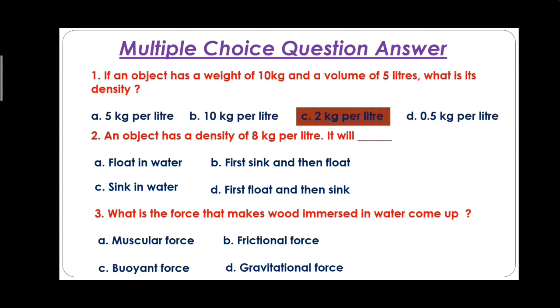Next question. An object has a density of 8 kg per liter. It will dash. A, float in water, B, first sink and then float, C, sink in water, D, first float and then sink.